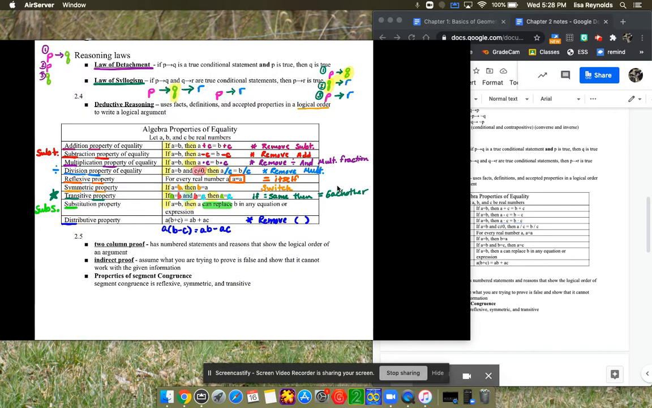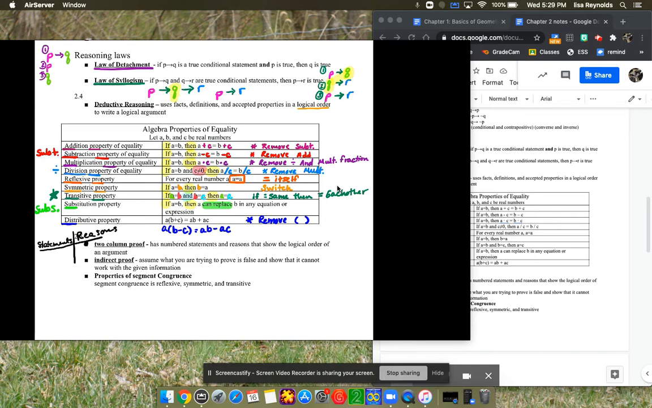When we look at the chapter 2 notes that we've been going through for several days, when we get down to section 2.5, there's not a lot of information here. So one thing that's here is different types of proofs. The most common type of proof that we're going to work is known as a 2-column proof. So in a 2-column proof, you'll have one column for the statements, and then your next column will be for the reasons.